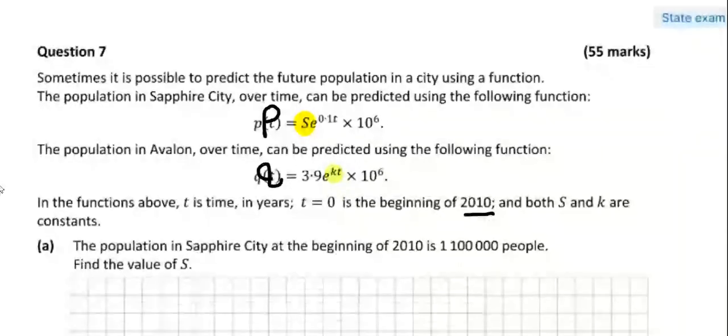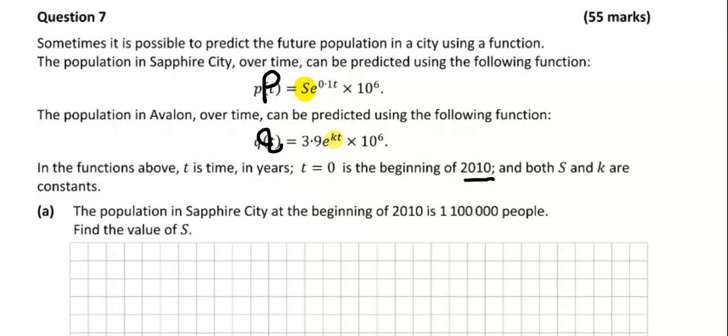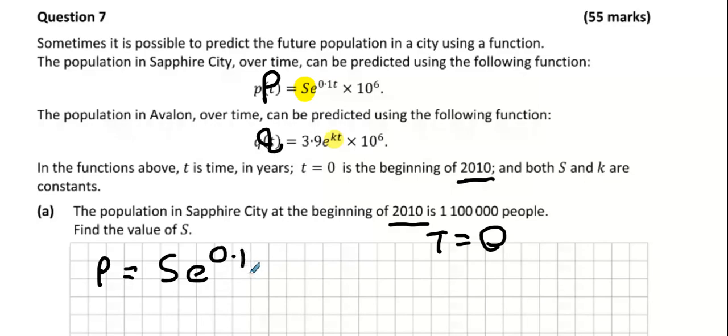Now, we're talking about Sapphire City. Because they're talking about Sapphire City and the start of 2010, what's the t value at the start of 2010? We know that t equals 0. Is that right with you guys? Now, we're going to write down the population of Sapphire City formula. It's S e to the 0.1, what do we replace t with? 0. Okay.